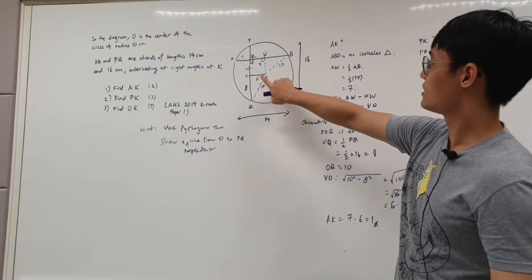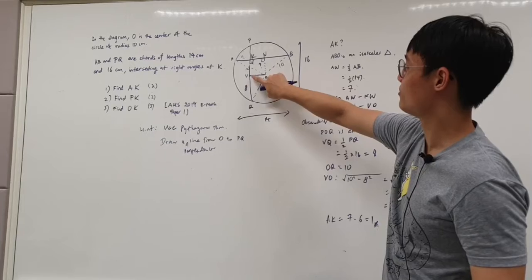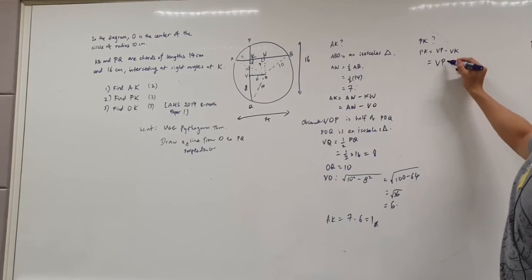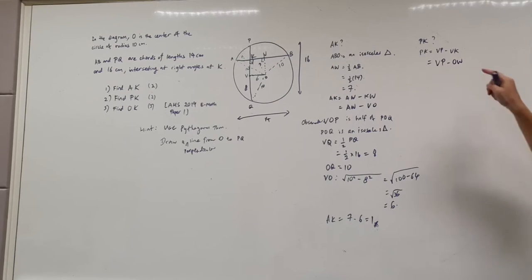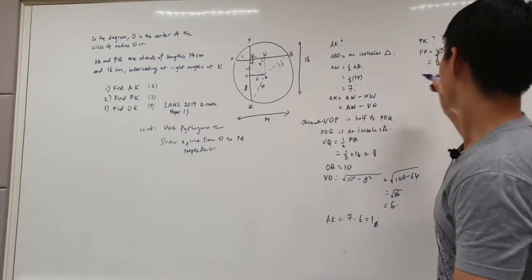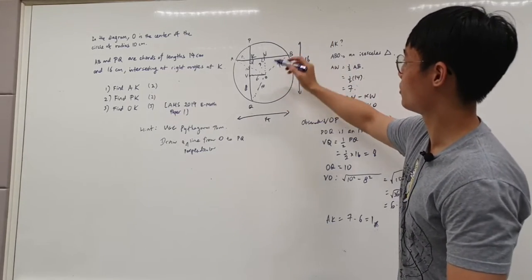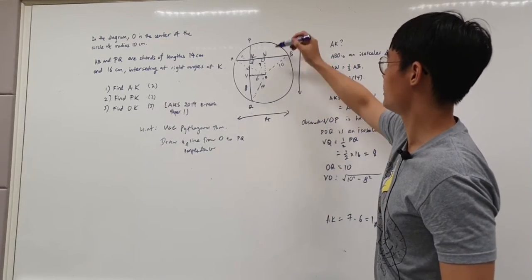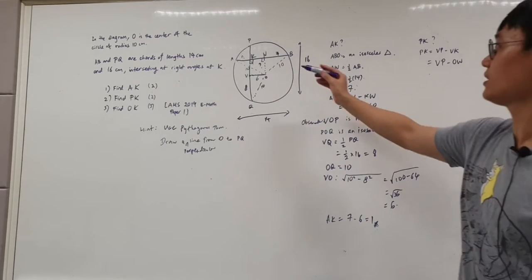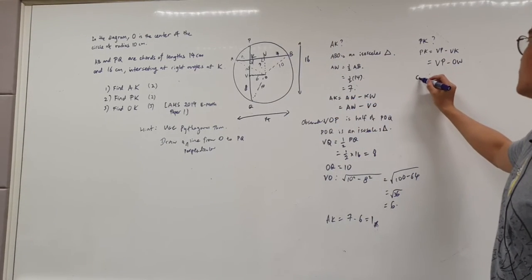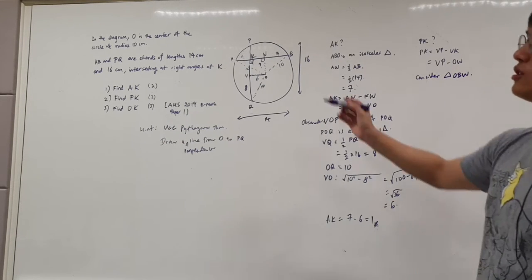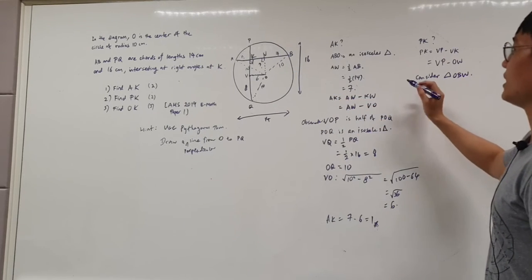So how do we find VK then? VK is the same as OW. So it goes to VP minus OW. And what is OW? By looking at this triangle, we know that WB is half of 14, which is 7. So by looking at OBW, consider triangle OBW. This is also a right angled triangle, and we have 2 of the sides already.